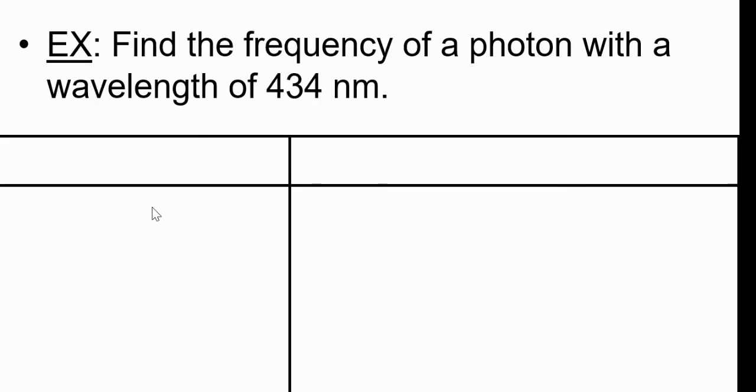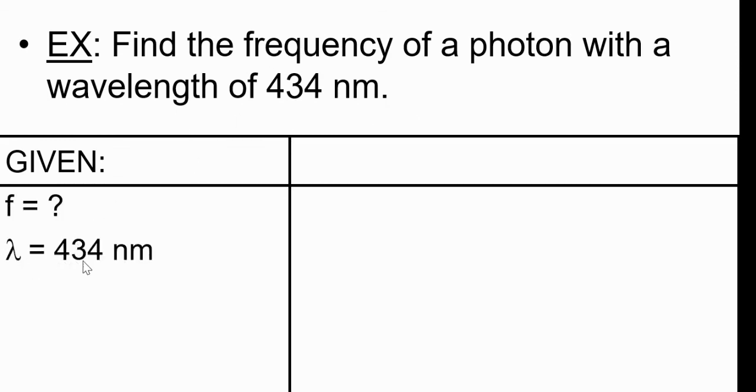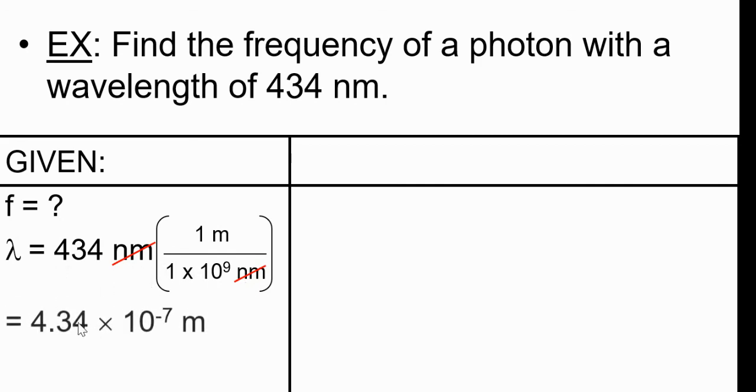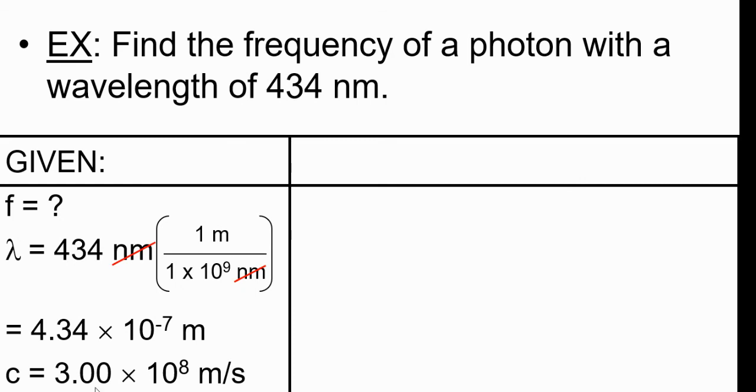All right, so let's do a question related to this. Find the frequency of a photon with a wavelength of 434 nanometers. So what do we know? Well, we know we're looking for the frequency, and we know the wavelength is 434 nanometers. Now, remember we said that that has to be in meters, so we need to do a conversion. Perhaps you remember there's 1 times 10 to the 9th nanometers, that's a billion, per meter. So that unit cancels out, and we're left with 4.34 times 10 to the negative 7th meters. The speed of light is a constant, 3 times 10 to the 8th meters per second. Use that value unless told otherwise.